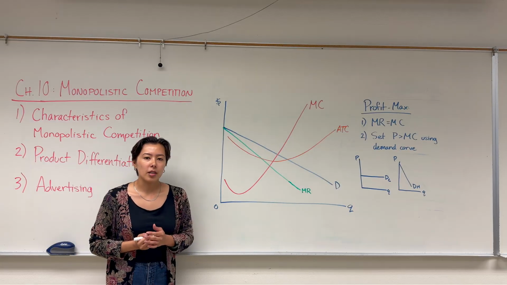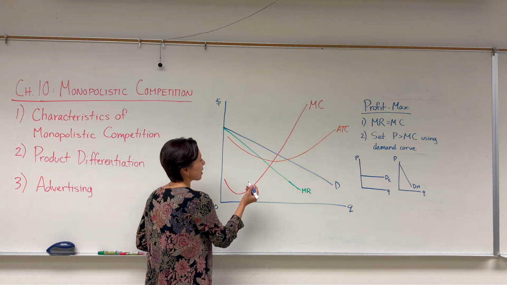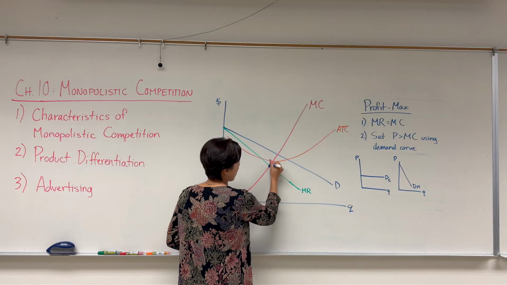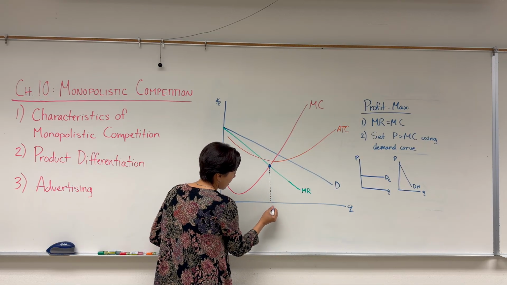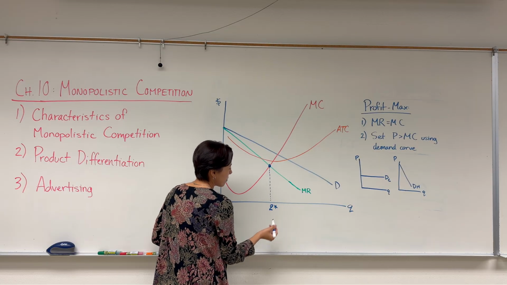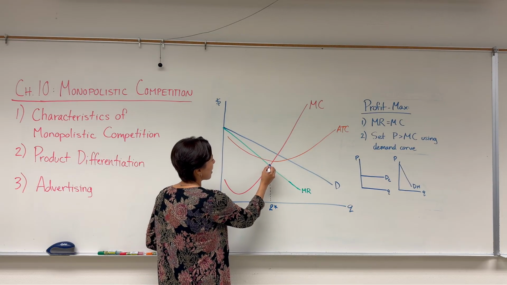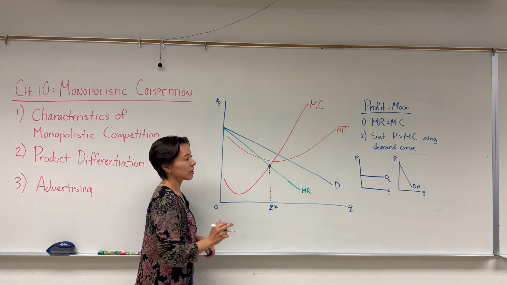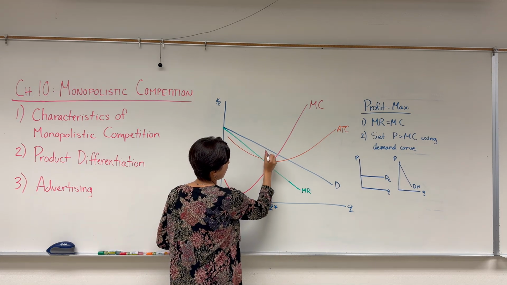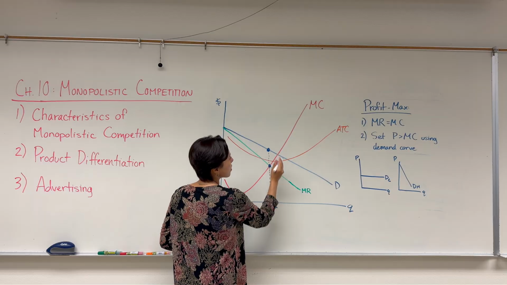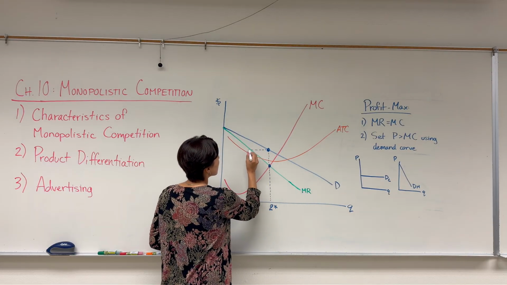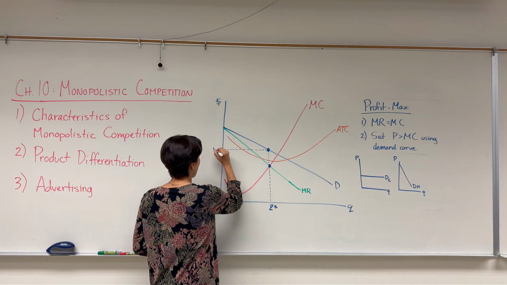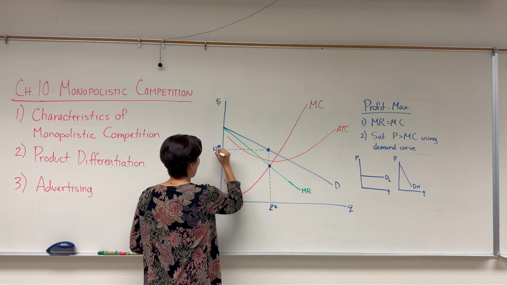So our monopolistic competitor is going to choose to produce at the level of output where marginal revenue is equal to marginal cost. And let's call this Q star. But it's not going to set its price to be equal to marginal cost. It's going to set that price based on the demand curve so that it can charge a price greater than its marginal cost. So the price charged by this monopolistic competitor, let's call P star.